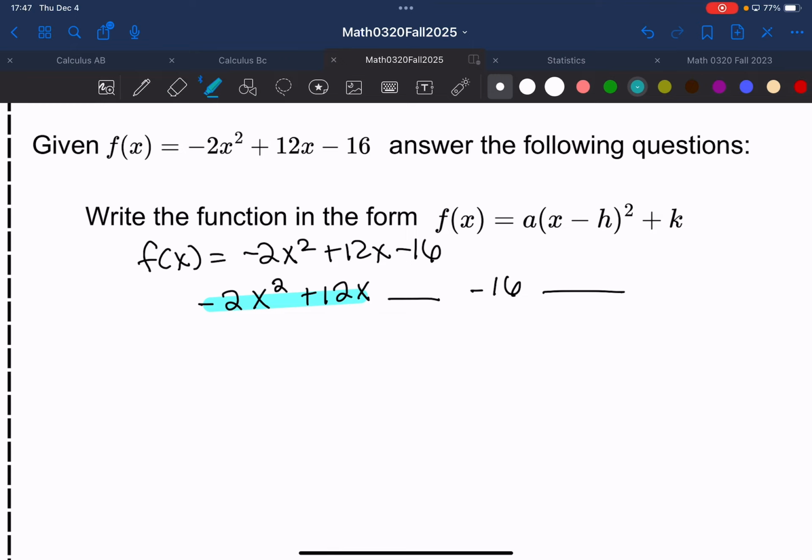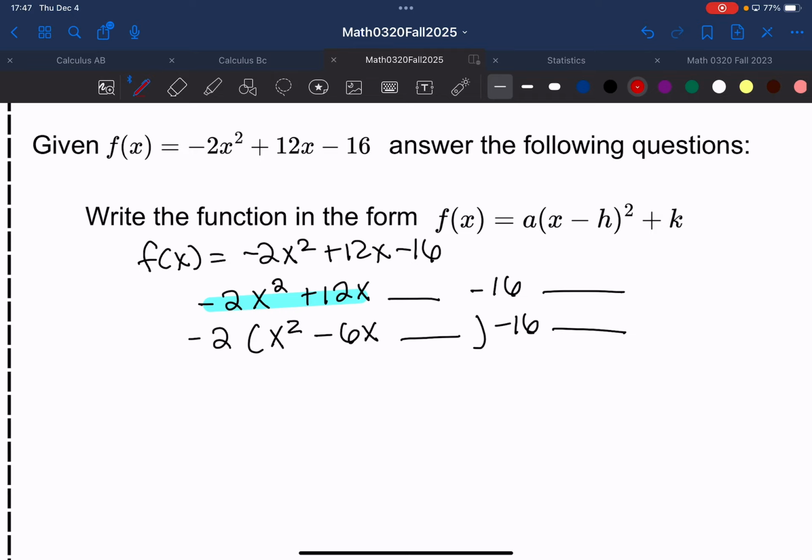So what would be that GCF? 12/2. Yes, the GCF, but we would want that x squared value to be 1. Good, so we would take out a -2. So then I'm left with x squared minus 6x, which means that I am using that -6 as my b value to find my missing n value.